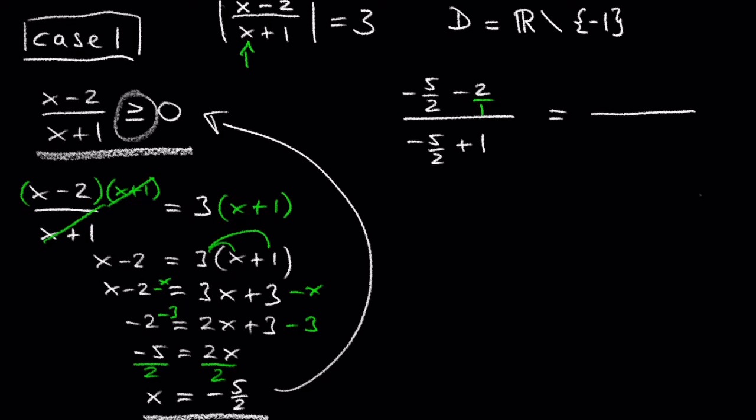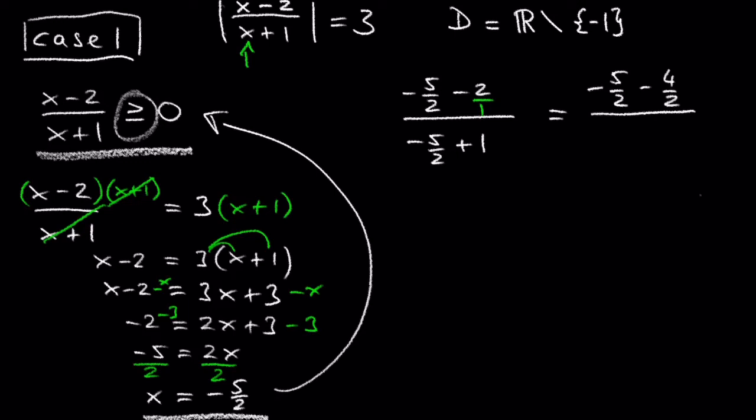So we have negative 5/2 minus 4/2. Why 4/2? Because 4/2 is the same as 2. Always check that when you're a beginner. Let's focus on the expression at the bottom.